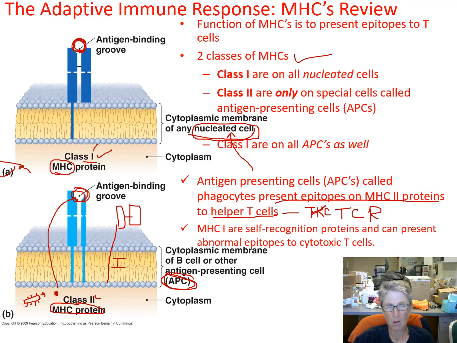MHC1 over here are self-recognition proteins, so they can recognize self antigens, and then these class 1 can present abnormal epitopes to cytotoxic or TC cells.